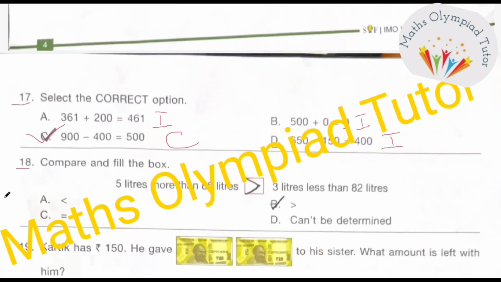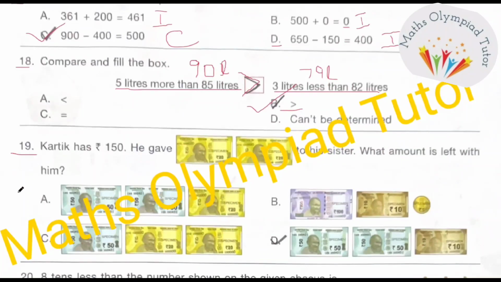Question 18 is compare and fill the box. Now there are two sides here, left hand side and right hand side. We have to compare, and then we should know what sign we could put in the box. It says 5 liters more than 85 liters. So 85 liters plus 5 liters will give us 90 liters. So our left hand side is 90 liters here, and right hand side is 3 liters less than 82 liters. So 82 minus 3 will give us 79 liters. So 90 liters is more than 79 liters. We need to put the greater than sign, which is option B here. We should select this.